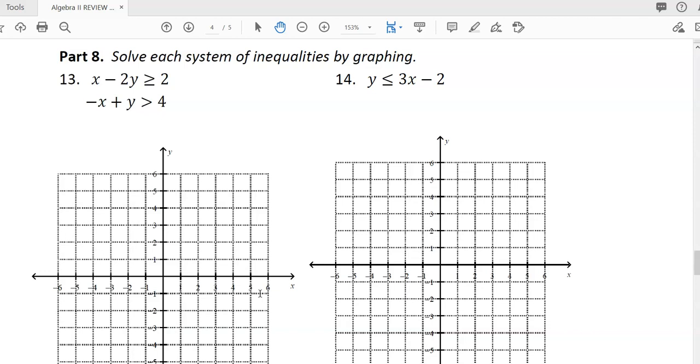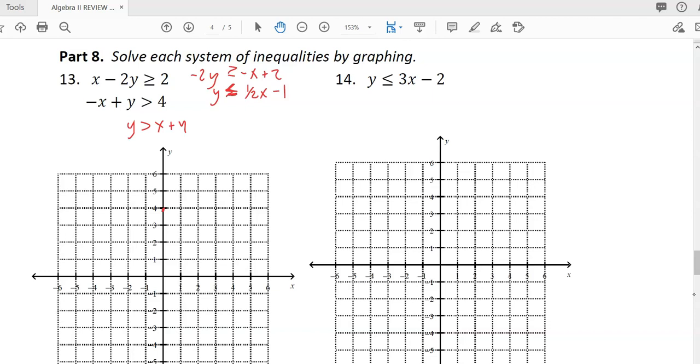Okay, so we've got to solve both of these for y. So this first one, we're going to subtract x, so it'd be negative 2y greater than or equal to negative x plus 2. Divide by negative 2, you get y less than or equal to, changes direction. That'd be positive 1/2 x, and minus 1. 2 divided by negative 2 is negative 1. Okay, so that's one of them, and the other one is a lot easier. It'd just be y greater than x plus 4.